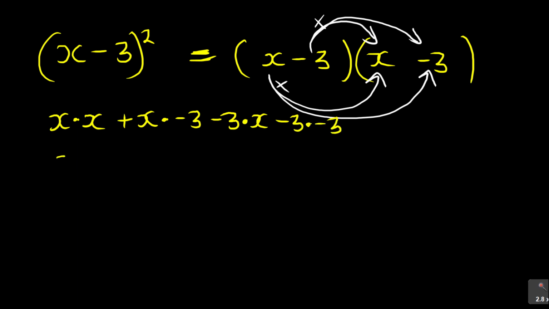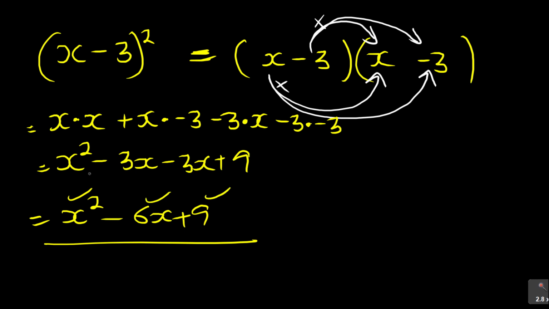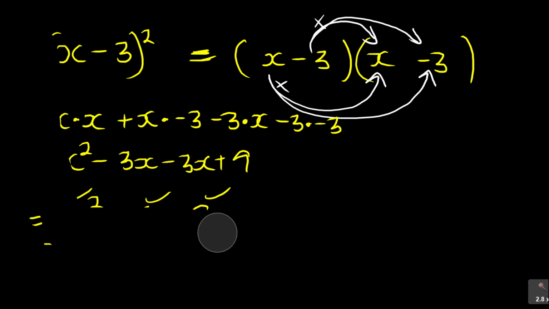So x times x is simply x squared. x times minus 3 is minus 3x. Minus 3 times x is minus 3x. Minus 3 times minus 3 is a positive 9. Then you continue, which is x squared minus 6x plus 9. That's what they're interested in. They'll give you marks there, there, and there. But of course, they need the steps on how to follow this.